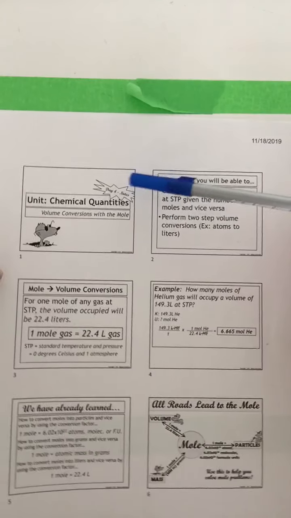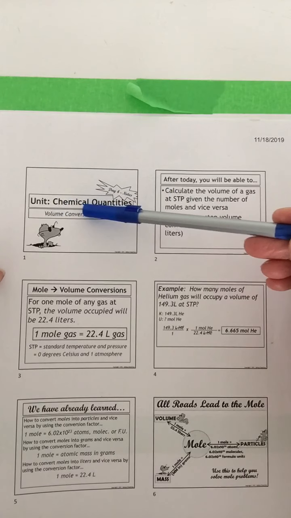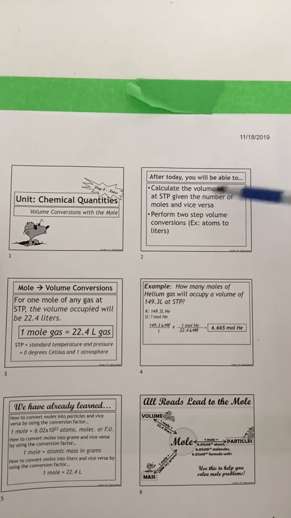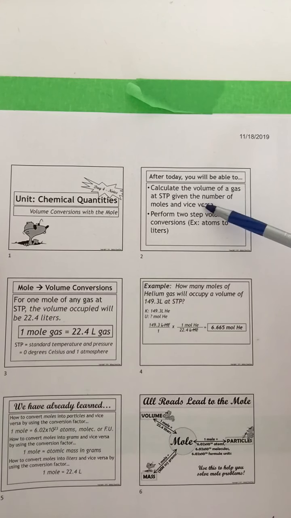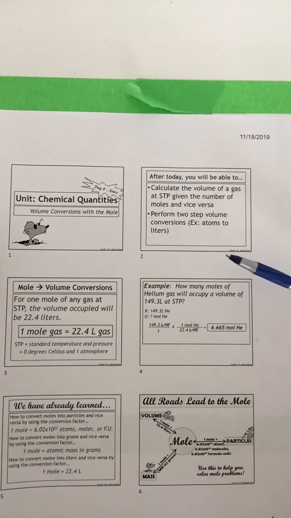I'm going to do day 4 notes today, and I'm going to show you some more calculations. This unit is entirely calculations. Today, this is what would have been on the board in class. It is chemical quantities, volume conversions with moles. After today, you're going to calculate the volume of a gas at standard temperature pressure, or STP, given the number of moles, and vice versa. So you're going to perform equations again. It's more follow the units.